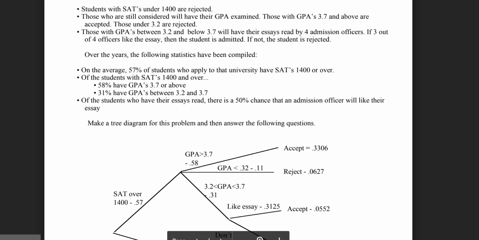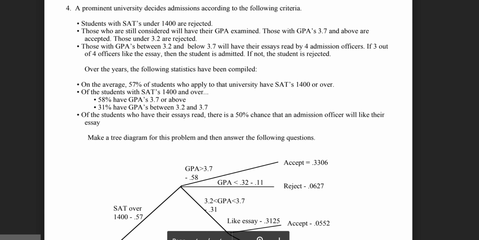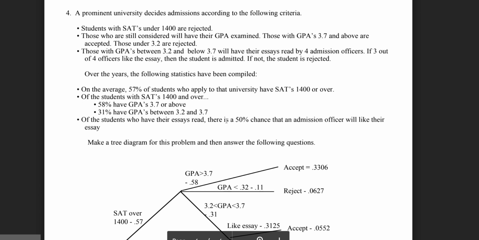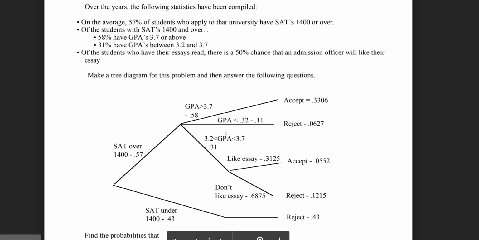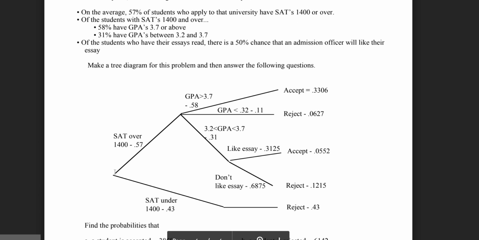Then the last one, this is a really good problem too, just because it kind of mimics what's going on in colleges. They're trying to say, okay, if you have a high SAT score, or at least something over 1400 or whatever, they're going to take a further look at you. But if you have a low SAT score, they're not even going to look at you and you're done, right? And then as you go on, it branches off, right?